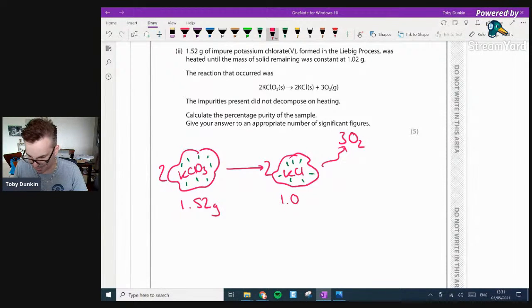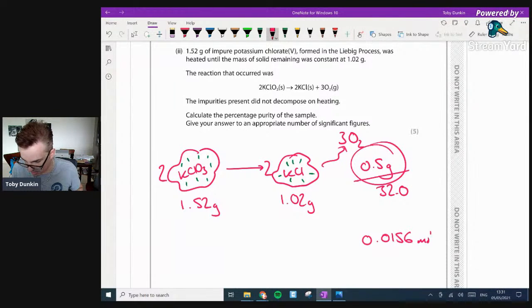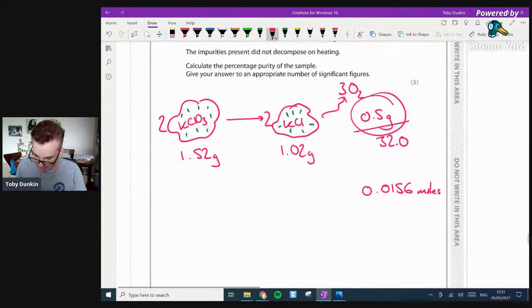So the oxygen is the only thing I can rely on. 1.52 grams goes to 1.02 grams, so we can work out the amount of oxygen. 1.52 minus 1.02, so I lost 0.5 grams of oxygen gas. That's the only guarantee I can make. These bits I just don't know about, but the oxygen I do. Now I can do grams over Mr. Oxygen weighs 32.0, so divide that by 32.0 and that gives me 0.0156 moles of oxygen gas.